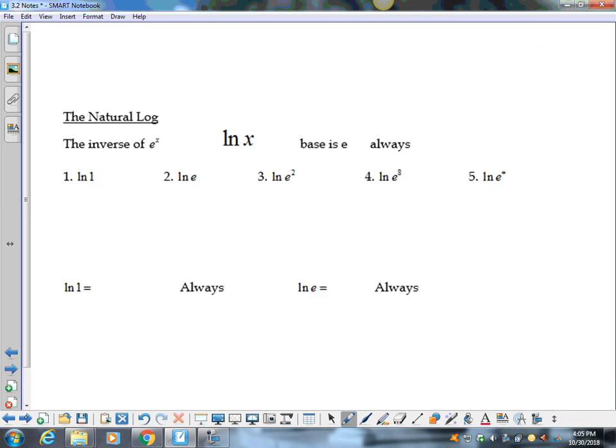Okay, a couple days ago we talked about e's. Well, ln, and that's what this is, and I highly recommend a cursive L. It is not a capital L, so I highly recommend a cursive L. ln is log base e. We just don't ever write log base e. We write ln. It is a natural log. Okay, it is the inverse of e to the x. The base is e for ln's.